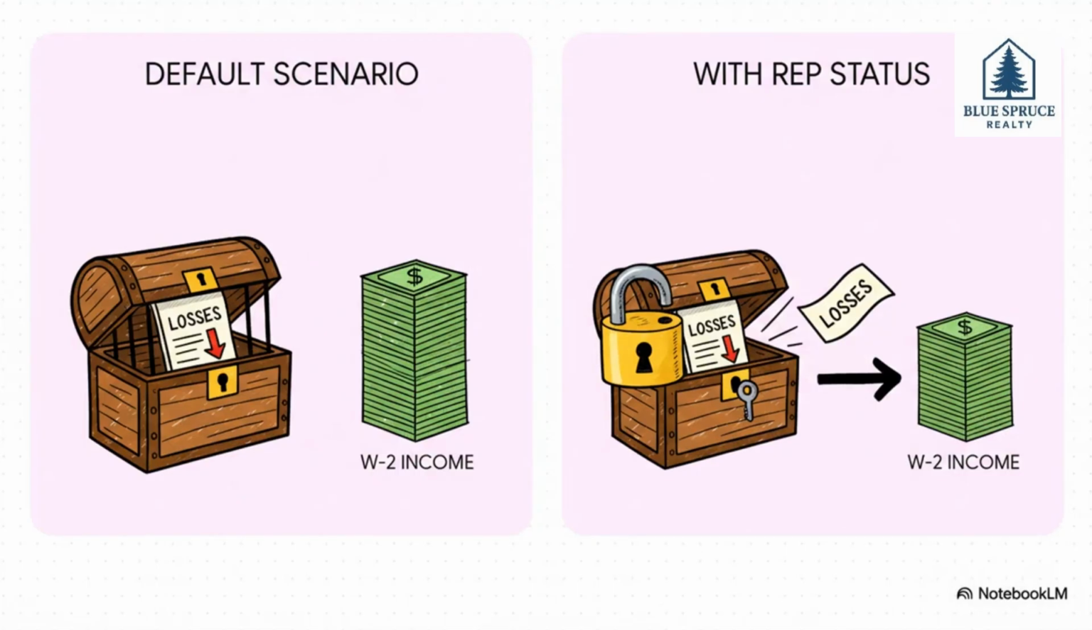And this is the difference it makes. Look at this. In the default scenario on the left, your losses are trapped. But with REP status, on the right, you get the key. Those losses are unlocked. So imagine, you have a $20,000 paper loss from your rentals and $100,000 in W-2 income. Without REP status, you're taxed on the full $100,000. With it, you're taxed on just $80,000. That is the kind of power we're talking about here.